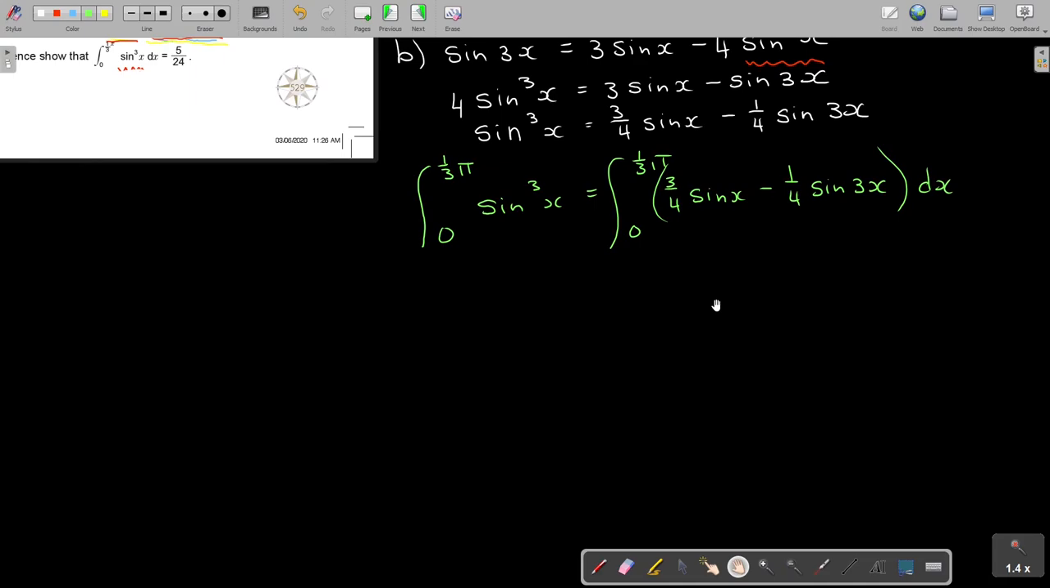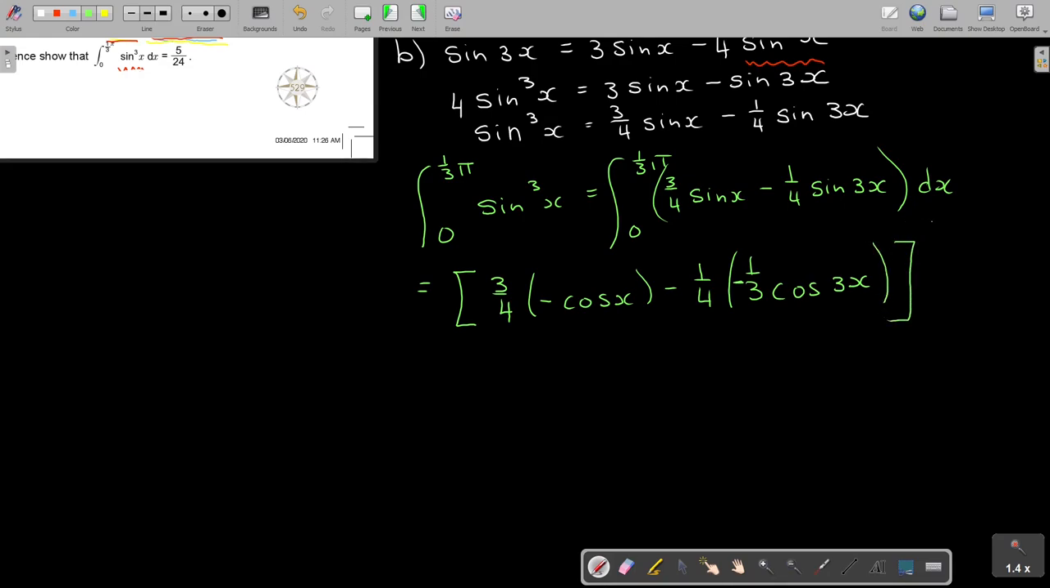So I'm going to say it's 3 quarters. Now, what is sin going to become? It's going to become negative cos x, minus 1 quarter, and what is it? 1 over 3, and it's also a negative, so negative cos 3x. And my boundaries are there, 1 third pi and 0. And then it's going to start substituting.